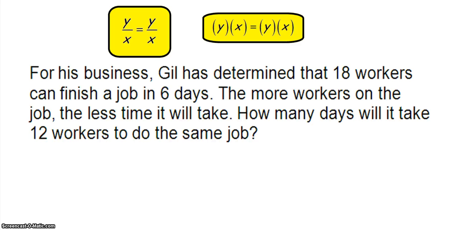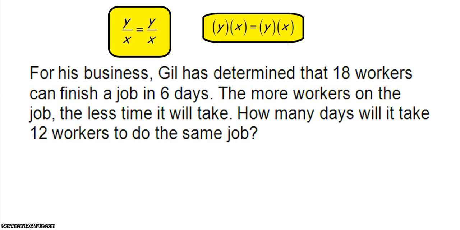So for his business, Gil had determined that 18 workers can finish a job in 6 days. The more workers on the job, the less time it will take. How many days will it take for 12 workers to do the same job?